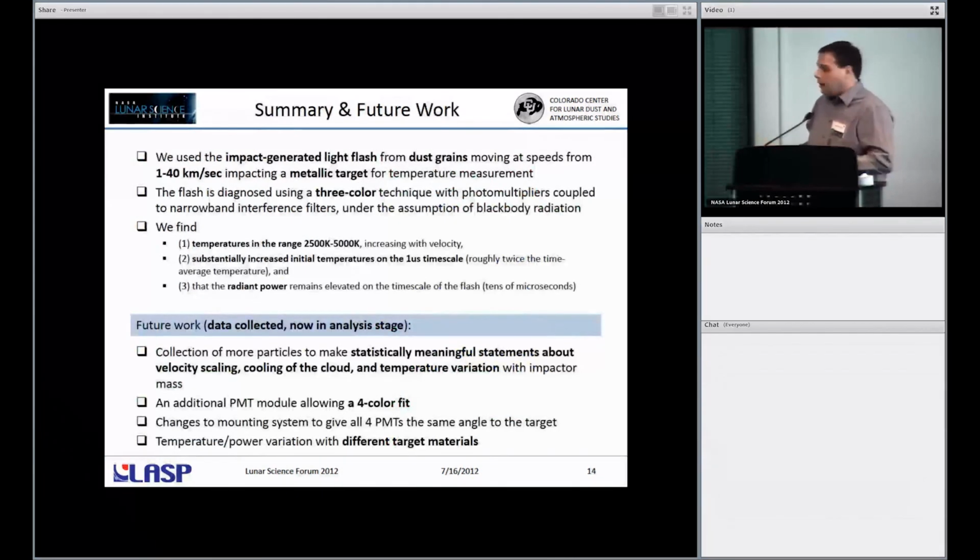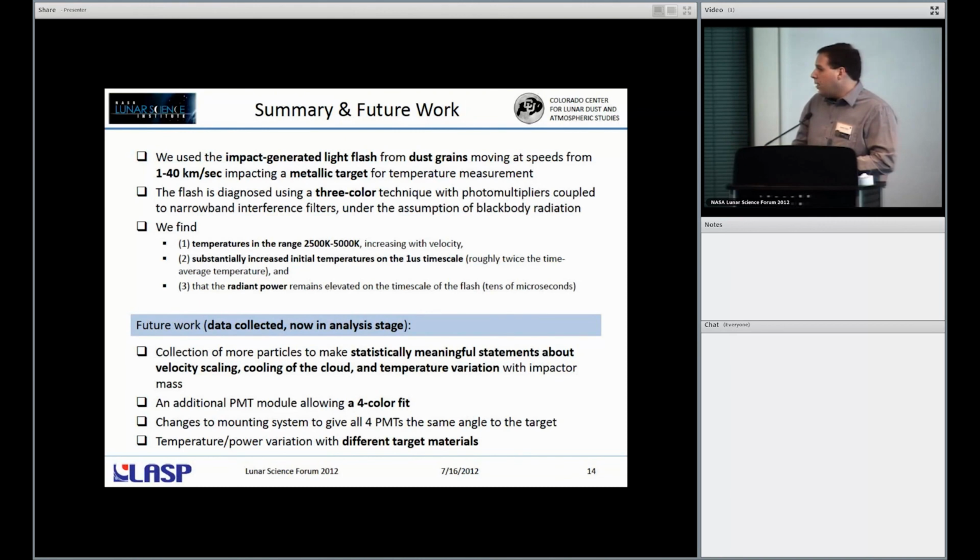So I'm almost out of time here, so I'm going to go ahead and put up my, if it'll let me, can we have the next slide? Great. My summary slide. So just to summarize, impact-generated light flash is a diagnostic for temperature. We find temperatures in the range 2,000 to 5,000 degrees Kelvin, increasing with velocity.